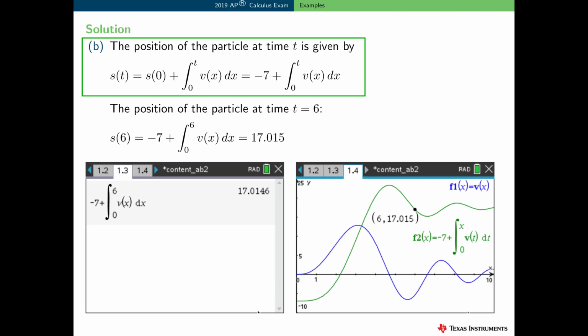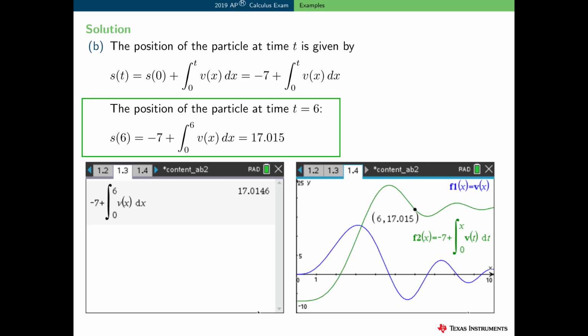The position of the particle at any time t is given by this expression, and I interpret this as an application of the fundamental theorem of calculus. Note the use of the initial condition, and with the added emphasis on notation, note the use of the dummy variable x in the integrand. The position of the particle at time t equals 6 is given by this expression.